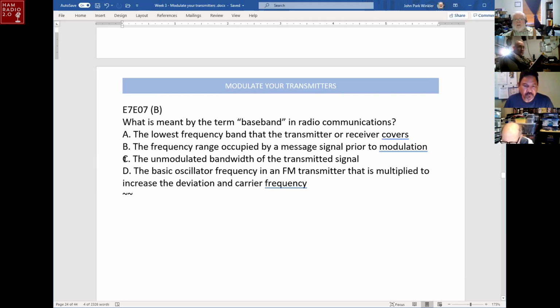The unmodulated bandwidth of the transmitted signal, no modulation, just a carrier. The bandwidth of that is going to be very, very narrow. It's going to be, in theory, just a fraction of a hertz. So does that help?